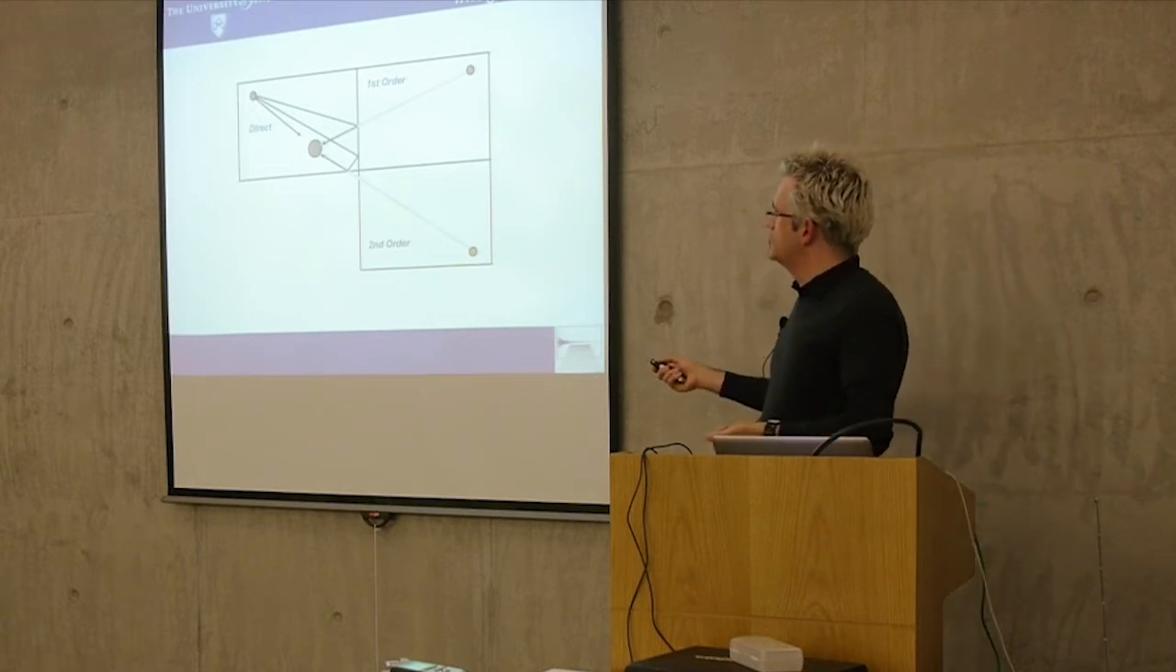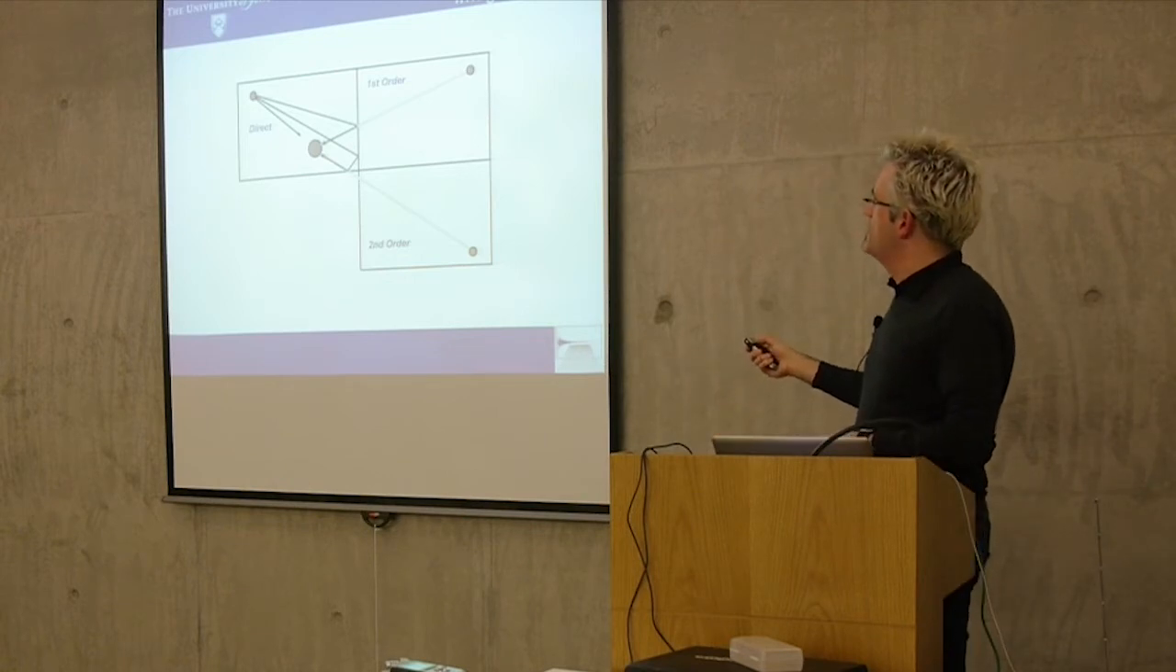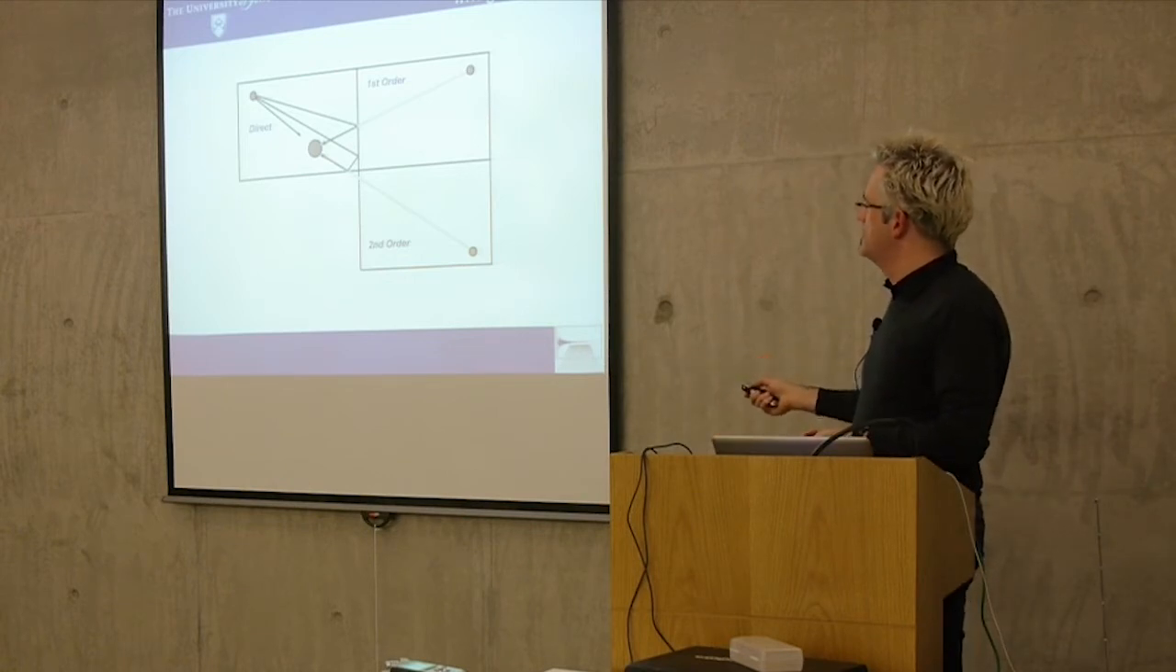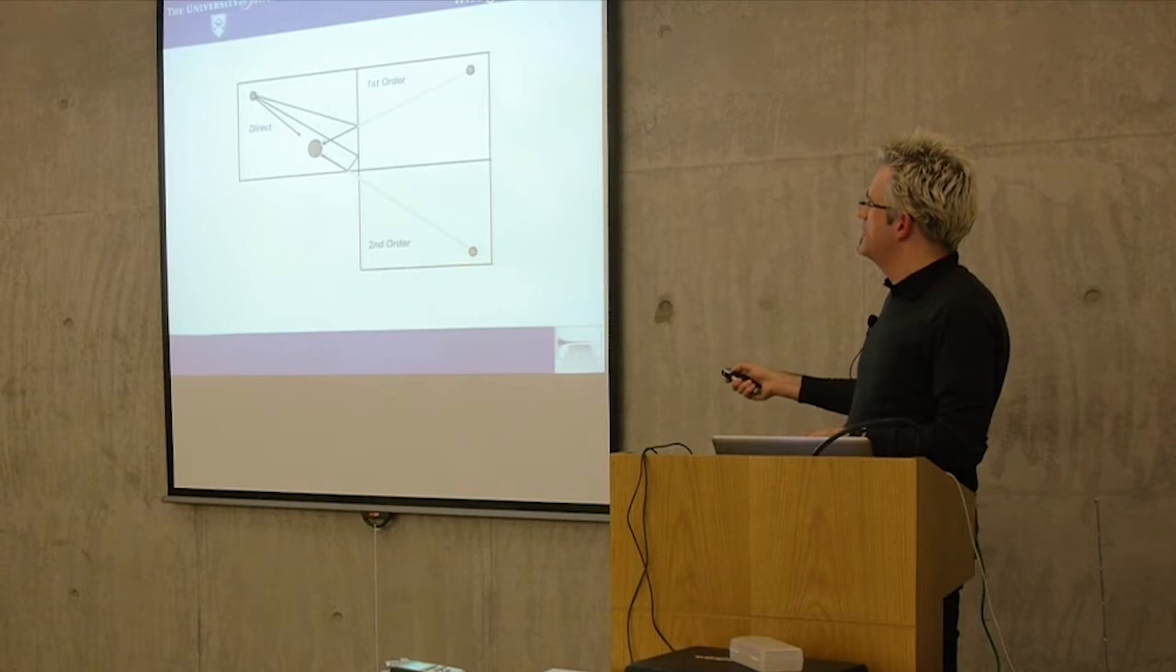Similarly, here's a second order reflection, and we'd make a mirror image source of our first order mirror image source. So we take a reflection in this wall here, which corresponds to the two surfaces being interacted with in this path length here, and again we get an equivalent path that corresponds to that second order reflection.